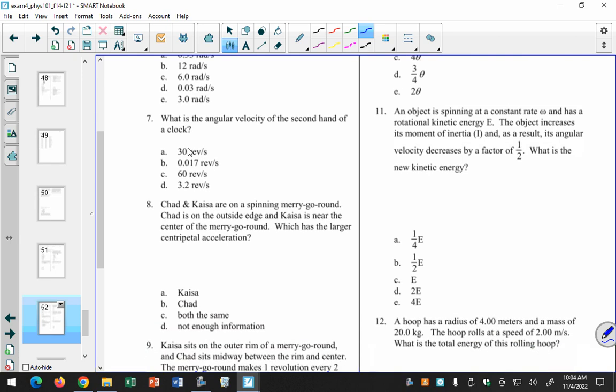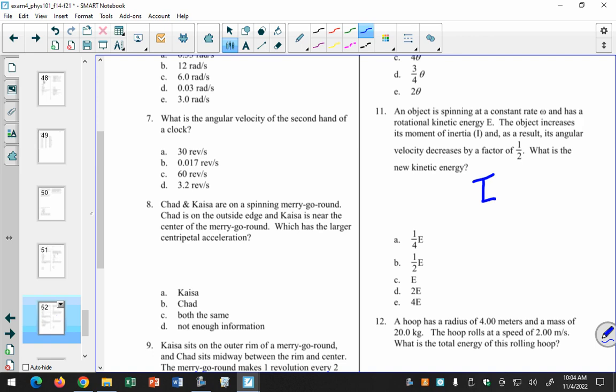Okay, let's look at number 11. This is another one of those like you had asked about, Stacia. So I have an object that's spinning at a constant rate and has a rotational kinetic energy. It increases its moment of inertia and its angular velocity decreases by a factor of a half. What is the new kinetic energy?